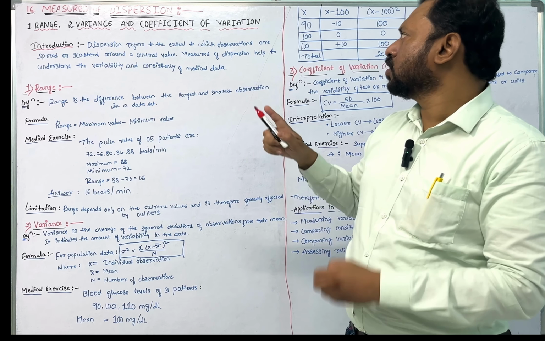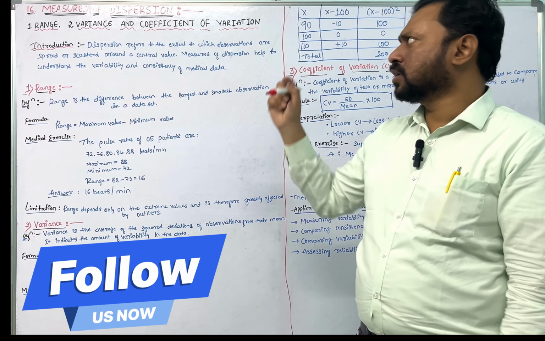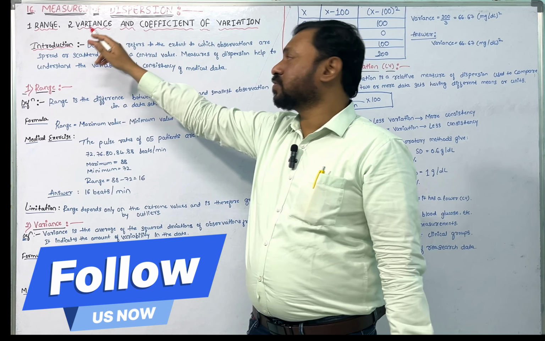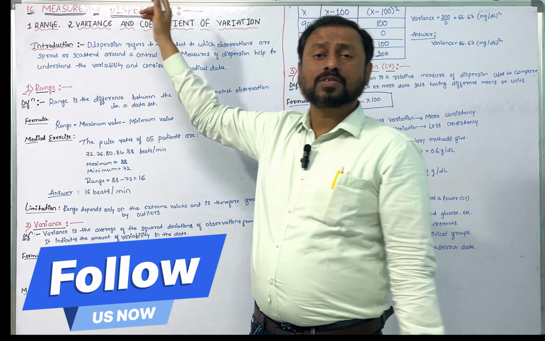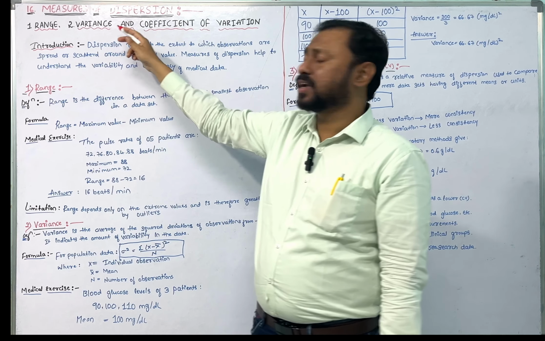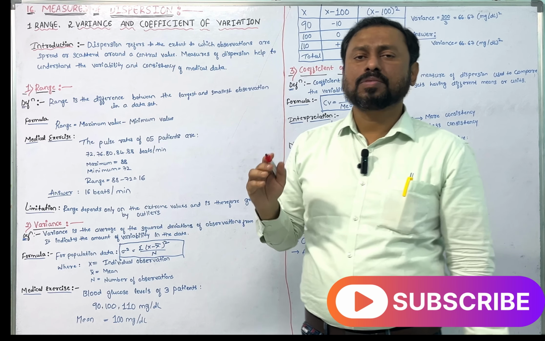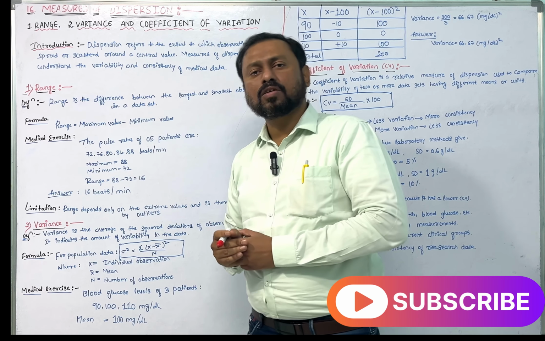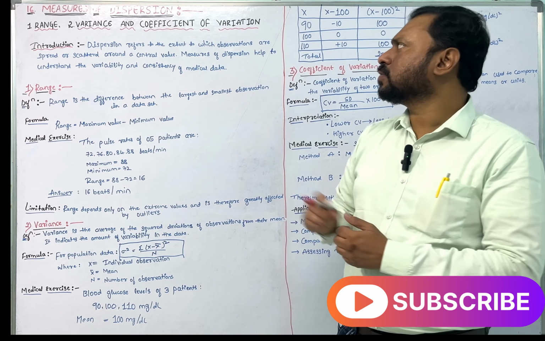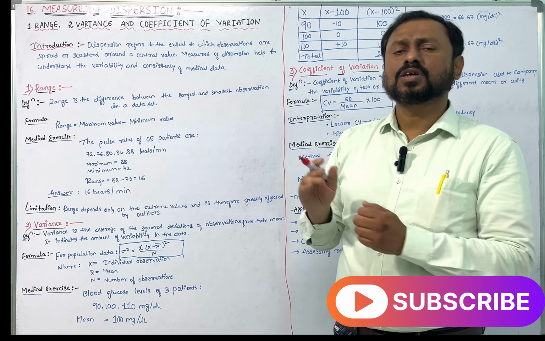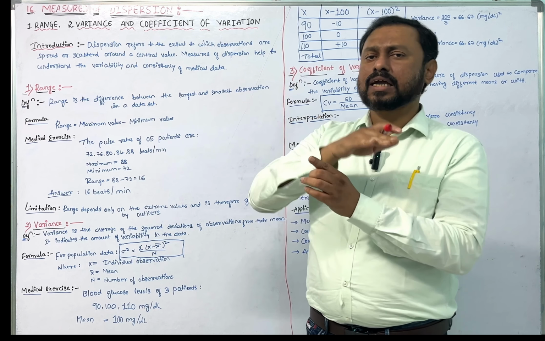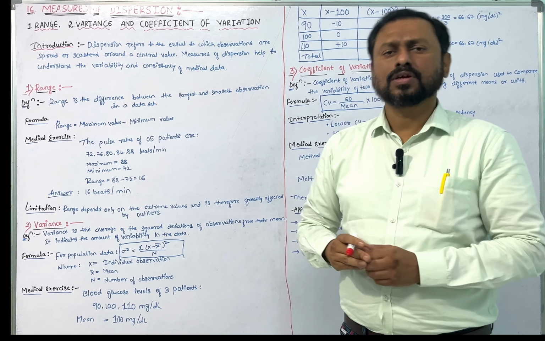First of all, we will study the introduction. In this class, we will study three topics. First topic is the range, second one is the variance, and third one is the coefficient of variation. First of all, the introduction to measures of dispersion. Dispersion means measuring how much data is scattered. That is the measure of dispersion.